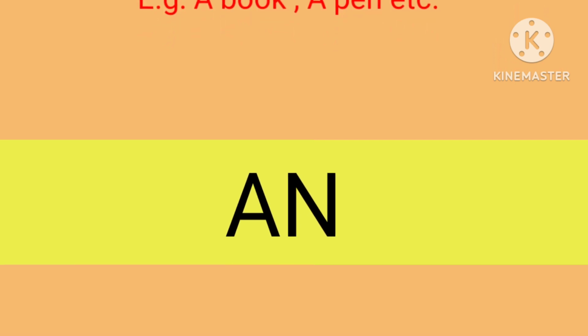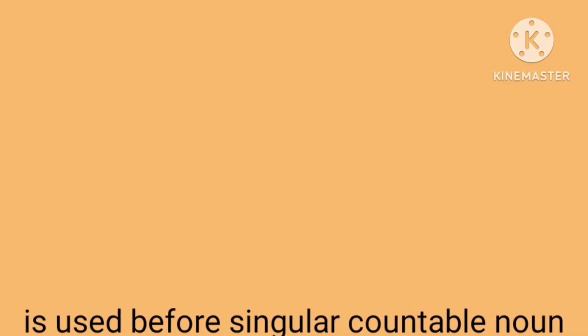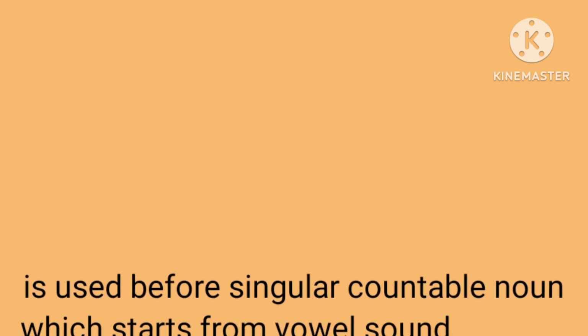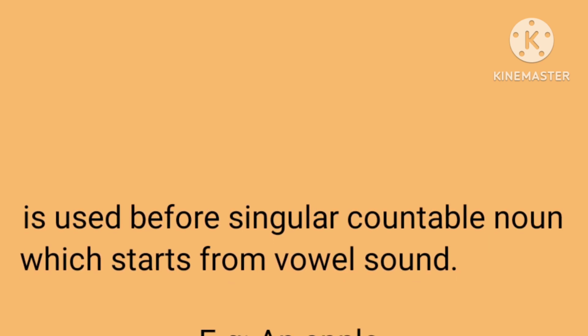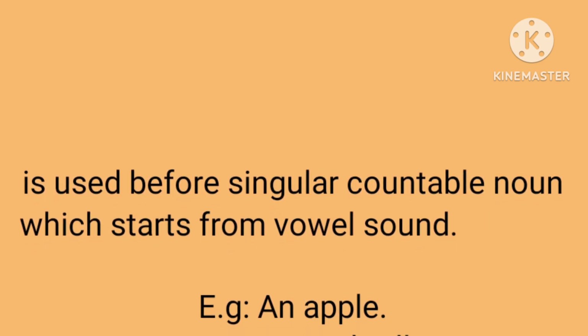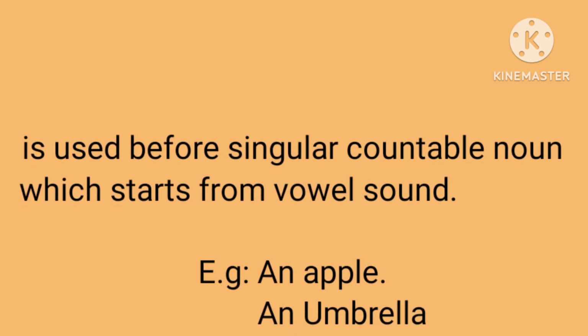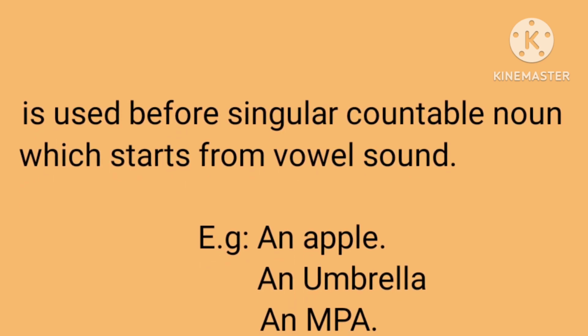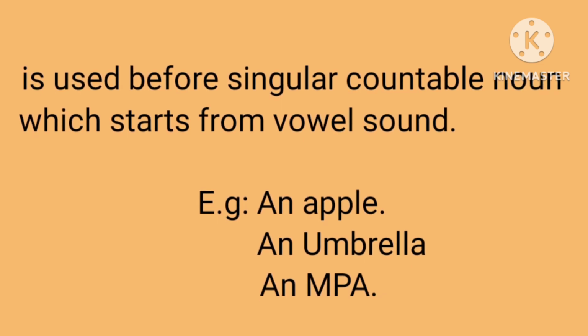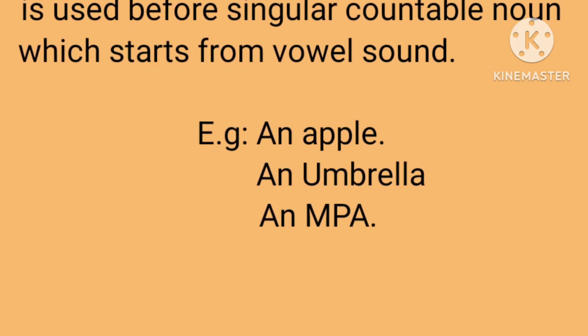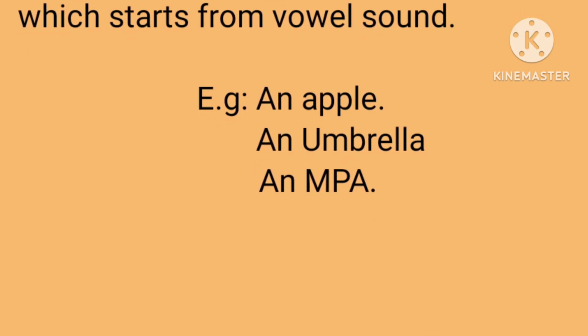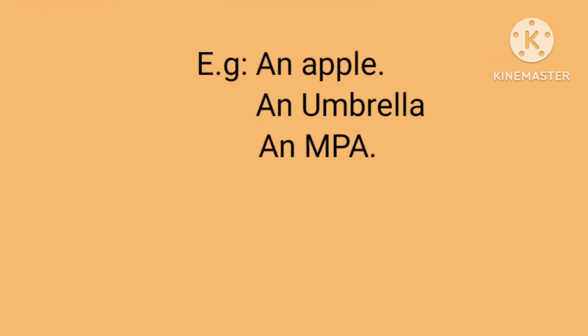Another one is AN. Where can we use AN? How can we know about AN? So let's begin. AN is used before a singular countable noun which starts with a vowel sound. For example, an apple, an umbrella, an MBA. AN is used before a vowel sound, and it means a singular countable noun, not plural. Singular, but before a vowel sound.